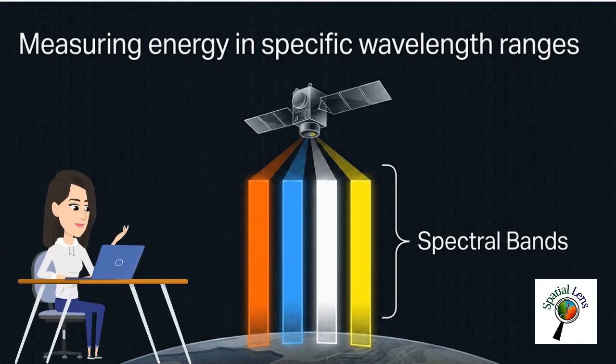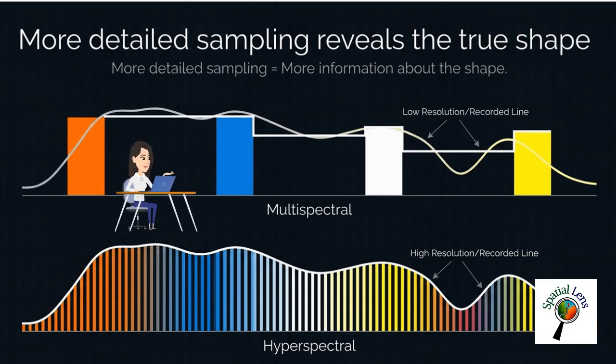Now let's connect this to remote sensing sensors. A sensor measures electromagnetic energy within specific wavelength ranges called spectral bands. When measurements from multiple bands are combined, we can observe how the material's response changes across wavelengths. The more detailed the spectral sampling, the more information we can obtain about the shape of the spectral response.